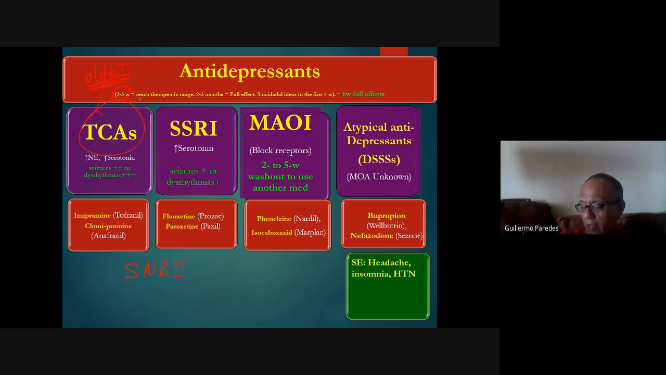All right. One thing I want to tell you here: all these antidepressants are very high yield for the NCLEX. They love to ask about that. Suicidal ideas. Any antidepressant, you need to consider, can cause suicidal ideas. How do you know the patient is having suicidal ideas?